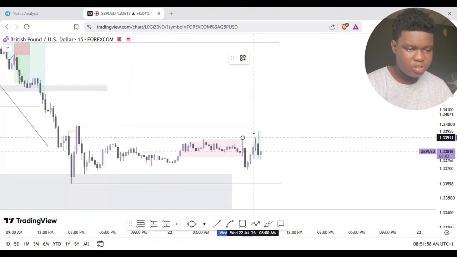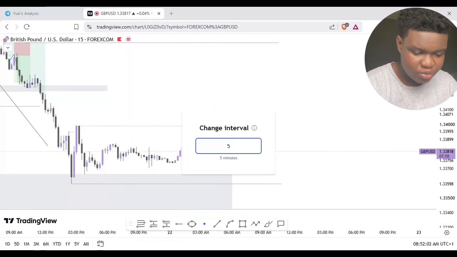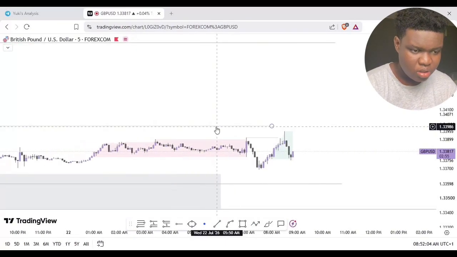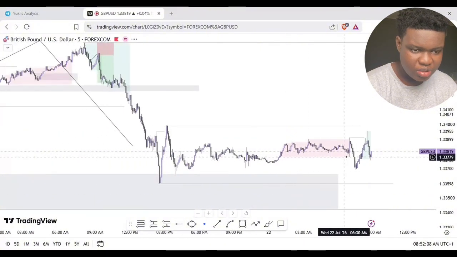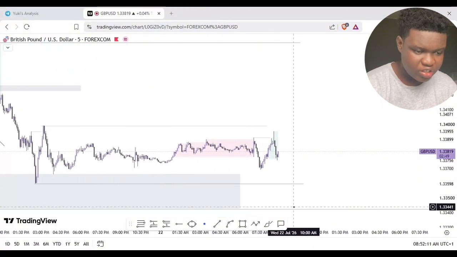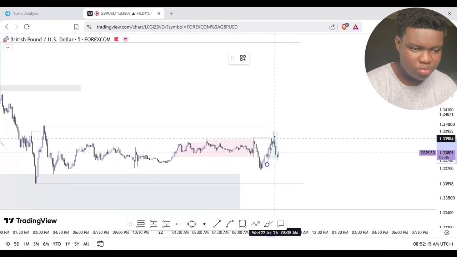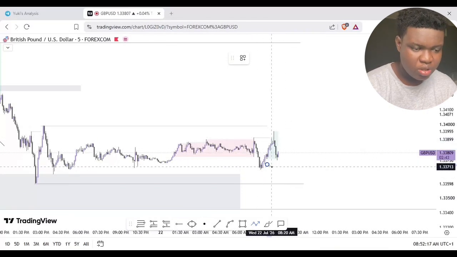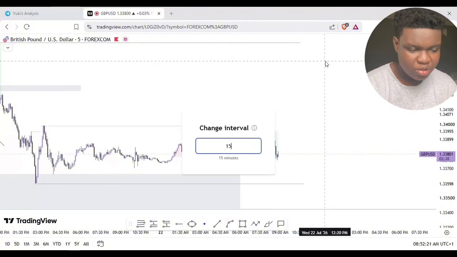this Asian session high. Let's see if there's a distribution on the 5 minutes. There's no clear change of structure on the 5 minute time frame, but this entry model is actually valid. Price grabs liquidity from Asian session highs, breaks structure. There's no clear change of structure, so we're just going to leave that alone.